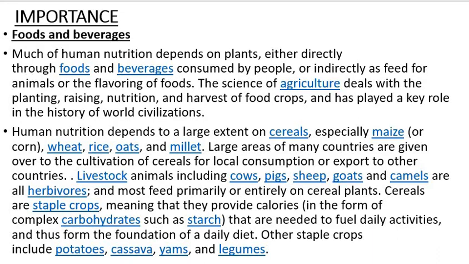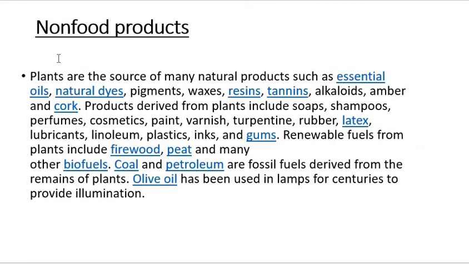Okay, if we move forward, next is about non-food products. Plants are the source of many natural products such as essential oils, natural dyes, pigments, waxes, resins, tannins, alkaloids, amber, and cork. Products derived from plants include soaps, shampoos, perfume, cosmetics, paint, lubricants, plastics, inks, gums, and so on.